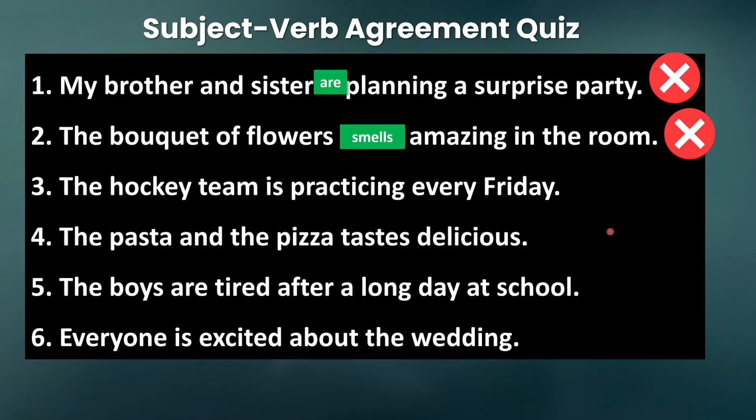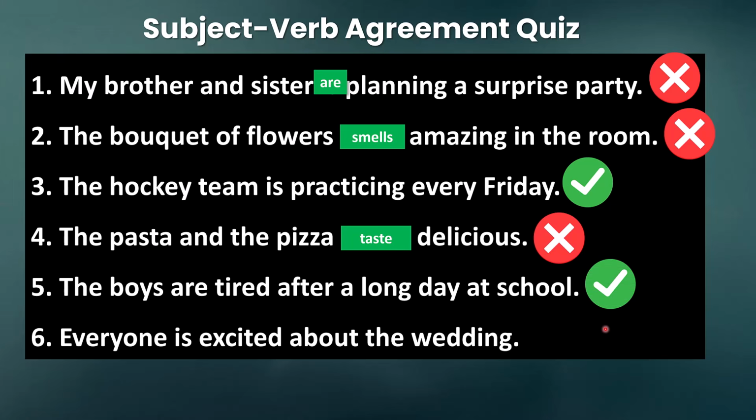Number 3, the hockey team is practicing every Friday. That is correct. Team is a collective noun, and with collective nouns, we use singular verbs. Now, number 4 is incorrect. So remember that when 2 subjects are joined by and, this makes a plural subject, so we need a plural verb. Number 5 is correct. The boys are tired. We have a plural subject, so we have a plural verb.